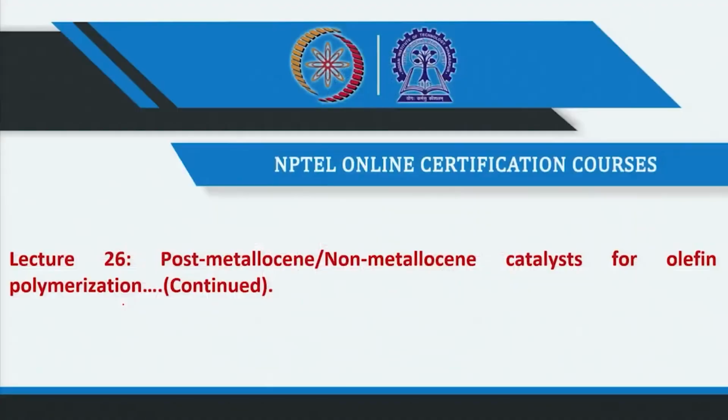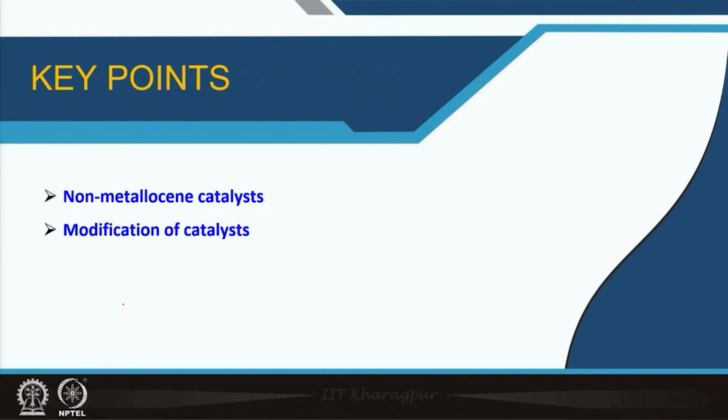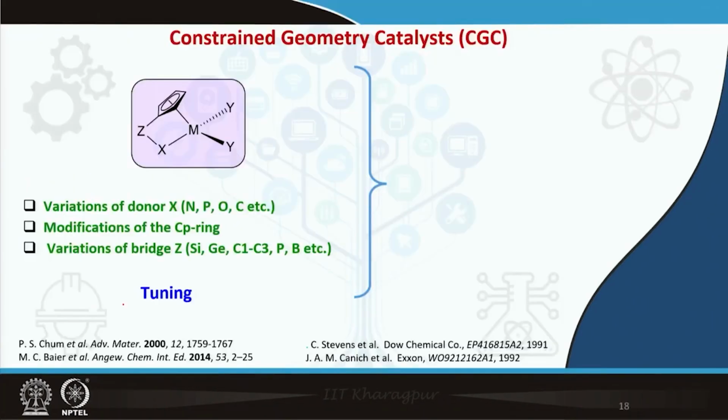So, we will continue our discussion on the post-metallocene catalyst for olefin polymerizations, and we will cover concepts like non-metallocene catalysts, their design and chemical structure and polymerization activity, and obviously the advantage over the other metallocene catalyst and Ziegler-Natta catalysts. Okay. So, in the last class we started our discussion on the constrained geometry catalyst, which is very successful, the general structure of this one.